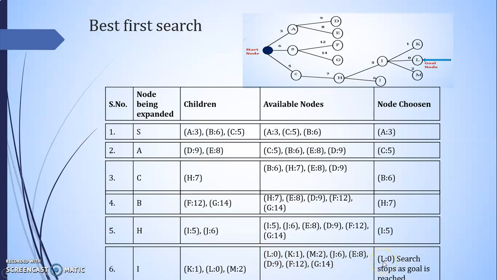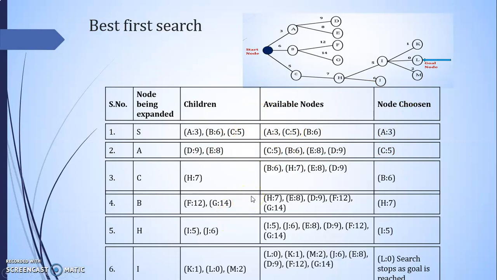Then compare. L is a goal state. Yes, it is true. So that means terminate the search with success, and we have reached the goal state. So what is the path from the start node? That is S to C, C to H, H to I, then I to L. So this is our minimum cost path to reach the goal node, and this is the solution of our problem. So using best first search we can solve the problem by applying this technique.